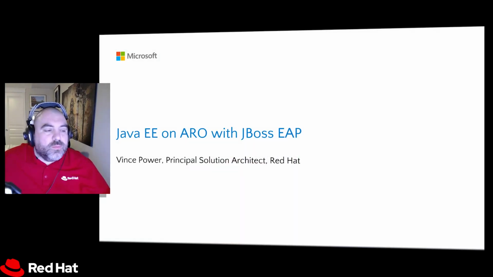I'm a Principal Solution Architect at Red Hat, and this is a session on how to deploy Java EE apps on Arrow with JBoss EAP. Arrow is short for Azure Red Hat OpenShift.